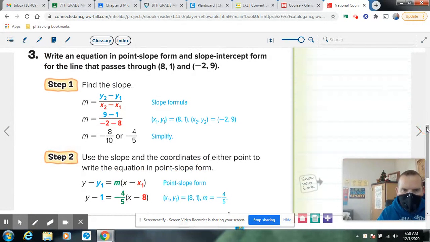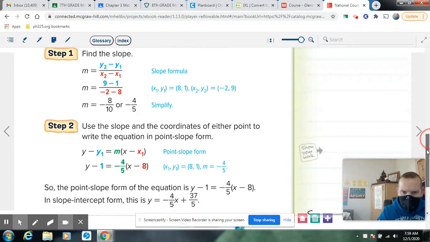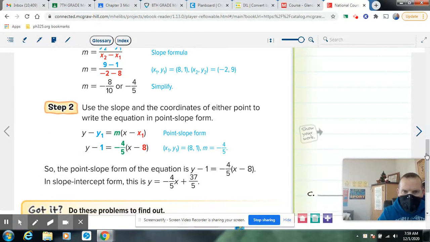So I'll do the first group. That's what they did. And I usually like the first group when they're both positives. So write y minus 1, because that's my y1, equals my slope, which was negative 4 fifths, parentheses, x minus x1. There's my x1. Notice they color coordinate it to help you out. That is my answer when it says use the slope and the coordinates to write the equation in point slope form. That is point slope form.